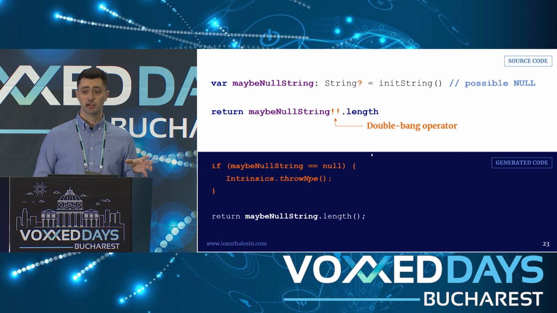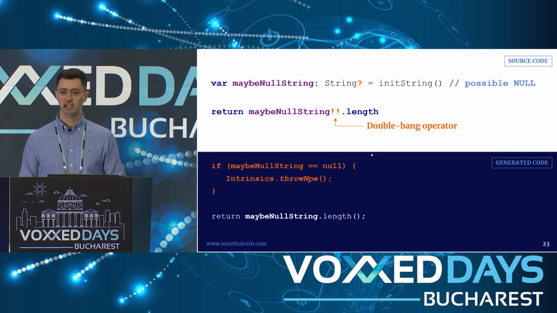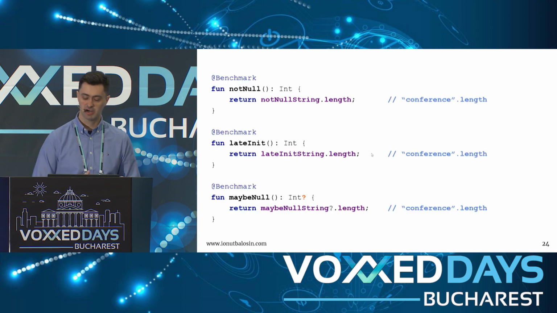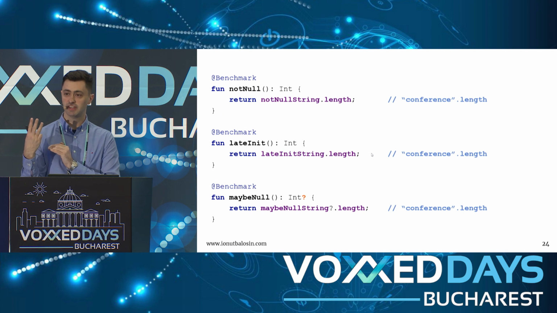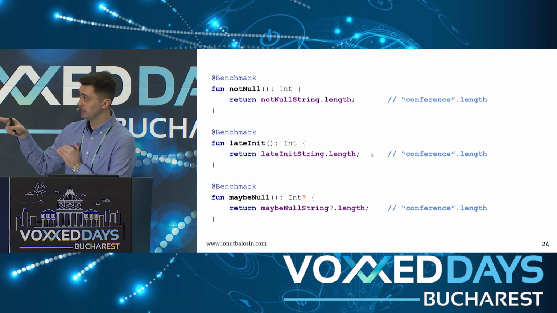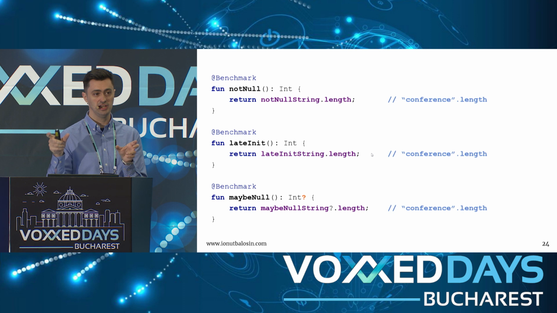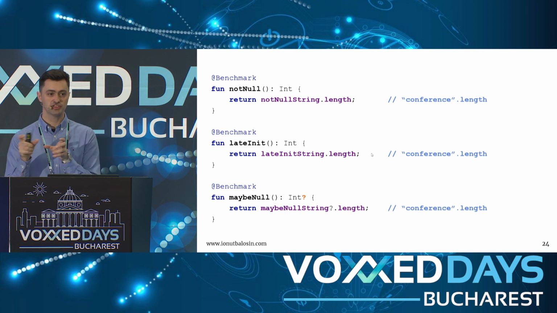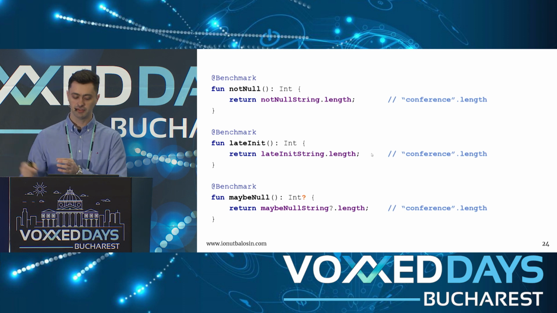And then it's time for a benchmark, right? Because I said in the beginning, I'm more of a performance guy, and I'm interested in some performance figures. So let's see the benchmark. I did three tests. The first one is not null. So I have a string which is not null, and I initialize it to a conference. I say .length. So actually, it's not null, so the compiler is sure.